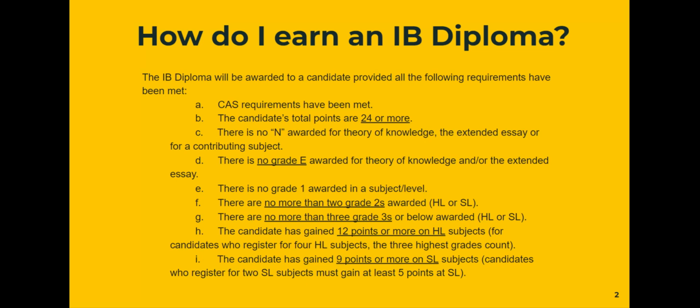Overall, the candidate has to earn 24 points, and 12 of those have to come from their HL or higher level subjects. So students will be selecting 3 courses to test in HL, and they have to earn an average of 4 points in each of those subject areas. The candidate then must earn 9 points or more on their SL subjects.